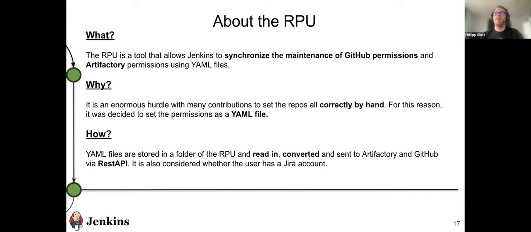How is that currently managed? The RPU takes the YAML file, converts it into JSON and other formats, and calls some REST APIs with its own implementation over query or other stuff to apply the changes to Artifactory and GitHub. Also, it checks the account's access on Jira. That's also an important step, but that's currently just what the RPU does and why we need it.